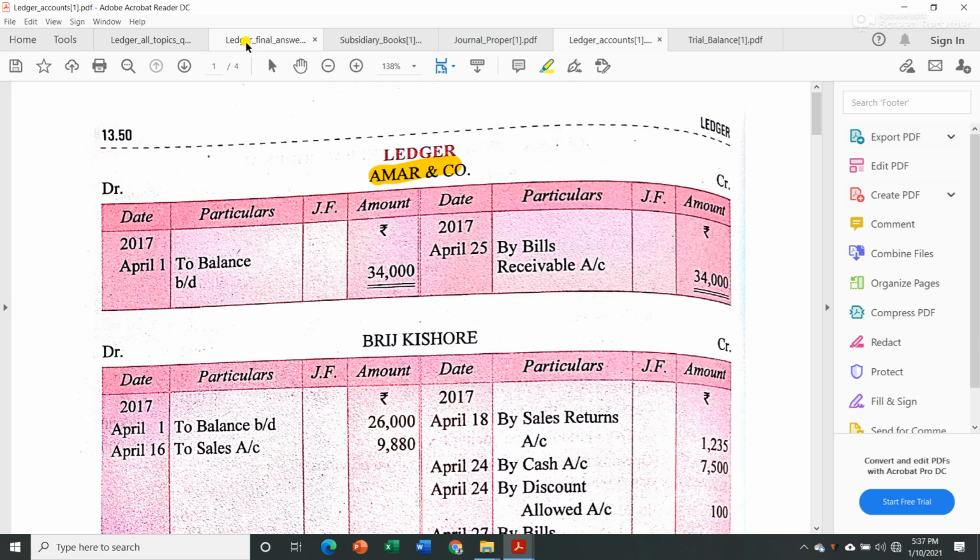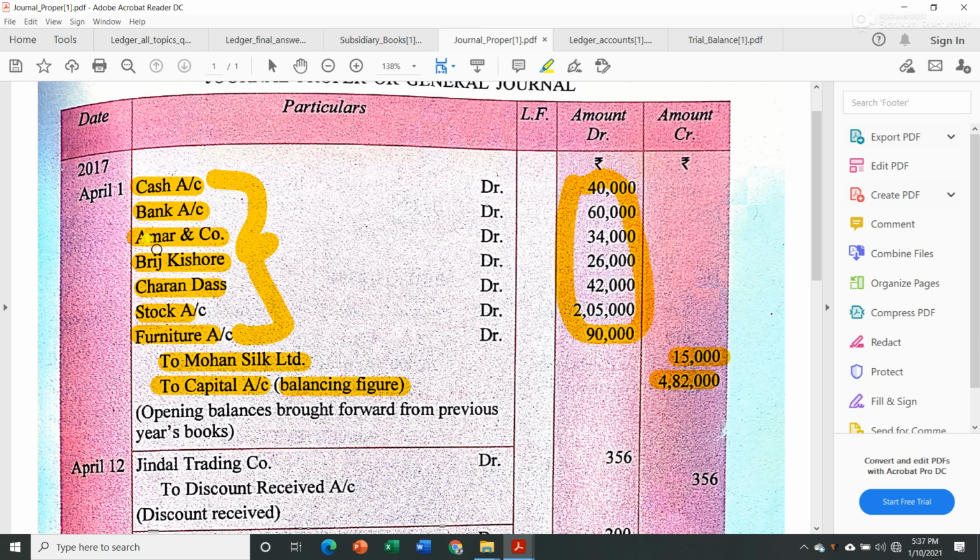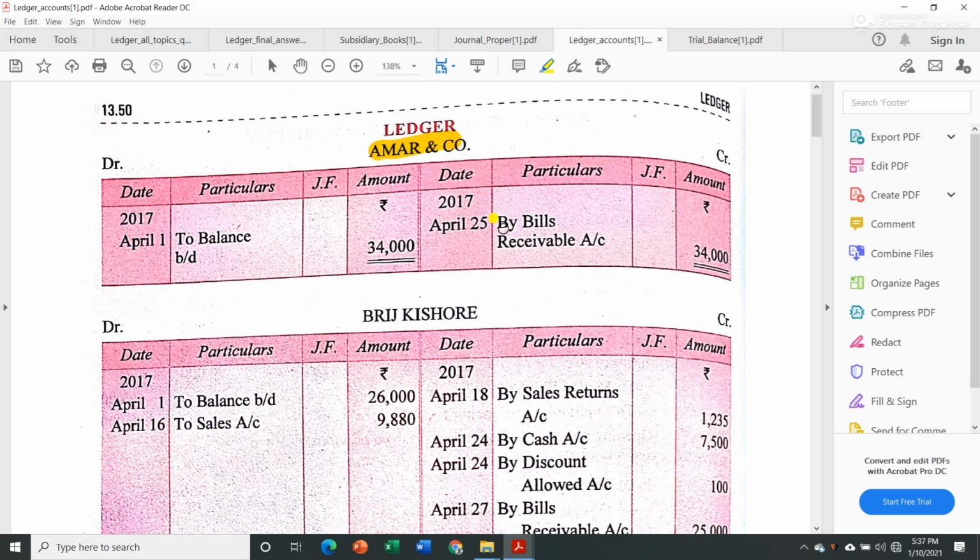When you see the journal proper, Amar is our debtor, and his balance is a debit balance of rupees 34,000. In the ledger accounts, since we have a debit balance, it will appear on the debit side as to balance brought down 34,000. This balance was appearing on April 1st, so we write April 1 to balance brought down 34,000. It shows that we are bringing forward the balancing figure of the previous financial period.